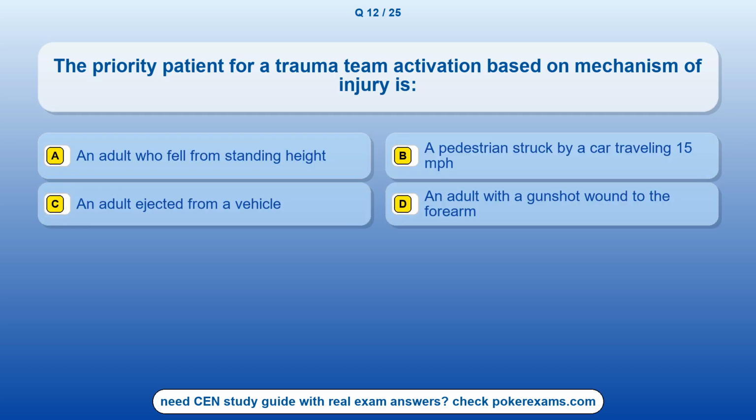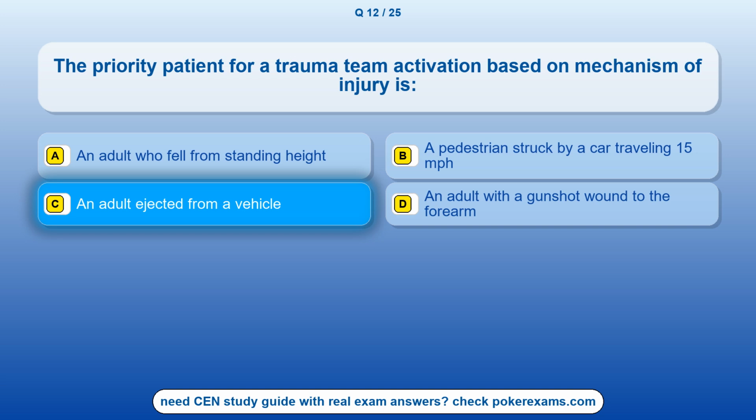Question 12. The priority patient for a trauma team activation based on mechanism of injury is: Option A, an adult who fell from standing height. Option B, a pedestrian struck by a car traveling 15 miles per hour. Option C, an adult ejected from a vehicle. Option D, an adult with a gunshot wound to the forearm.